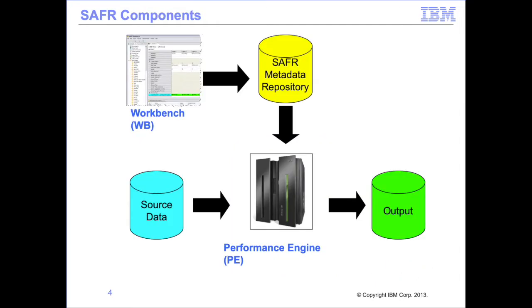Saffir consists of two software components, the PC-based Workbench and the mainframe-based batch process known as the Performance Engine. Developers use the Workbench to build applications that are stored in a metadata repository in an IBM DB2 database. These applications are then run by the Performance Engine, which reads data from source files or databases, transforms it, and writes it to output files.